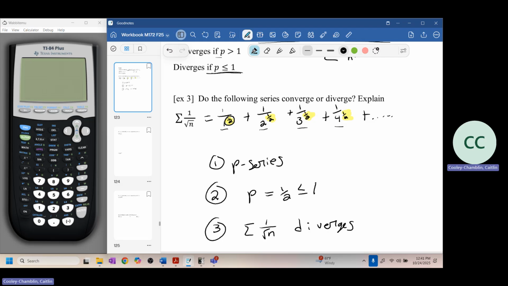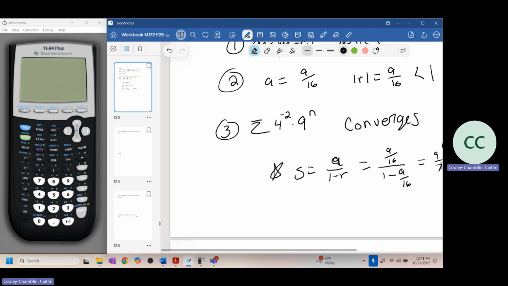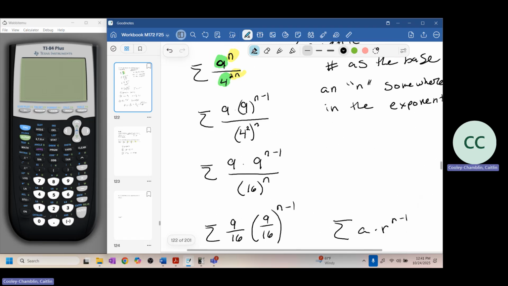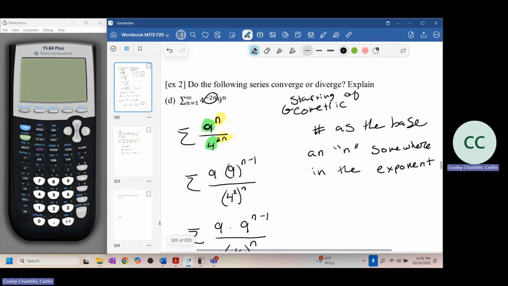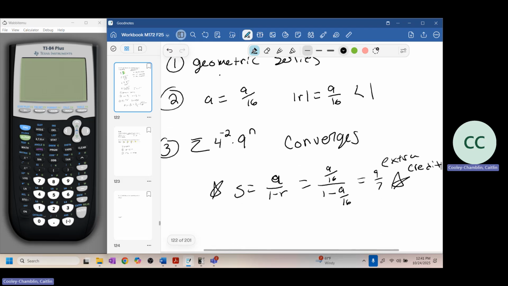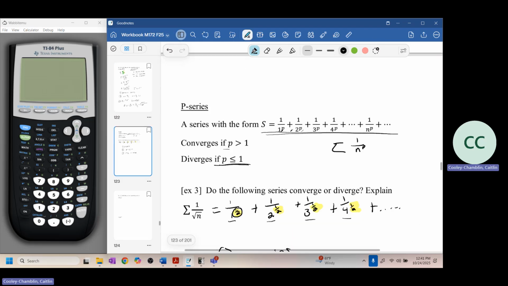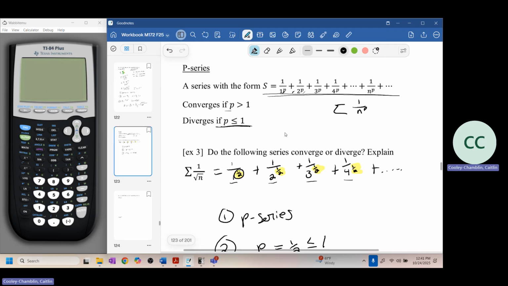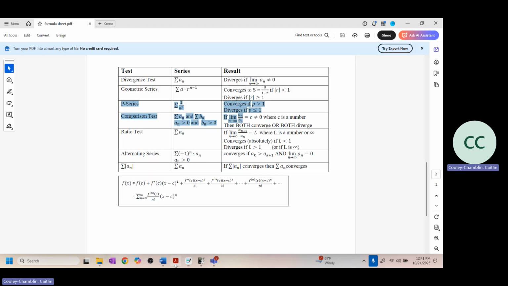Okay, so if you just got done watching the geometric series, that feels a little bit backwards. This is when you're on your test, you really start looking at your series. Okay, here's the series, here's my results. Here's if it diverges or converges.